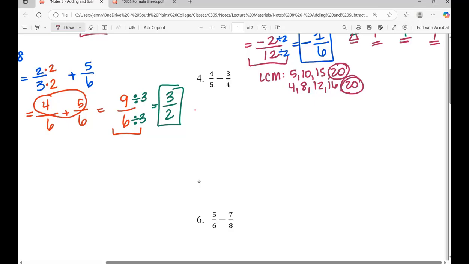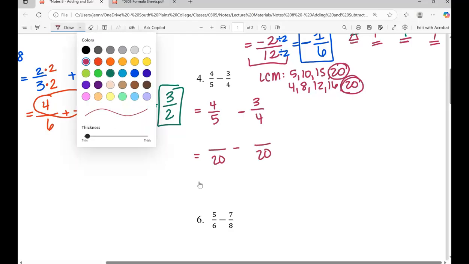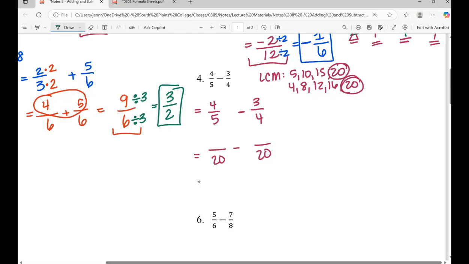That means because I need a 20 in that denominator, both of these fractions are going to have to change. So I'm going to rewrite them and give myself a little space. Remember, my goal here is to have a 20 on the bottom for both of them. Well, if I have 4, I needed 1, 2, 3, 4 groups to create 20. Multiply by 4, top and bottom. 4 times 4 is 16. 5 times 4 is 20.